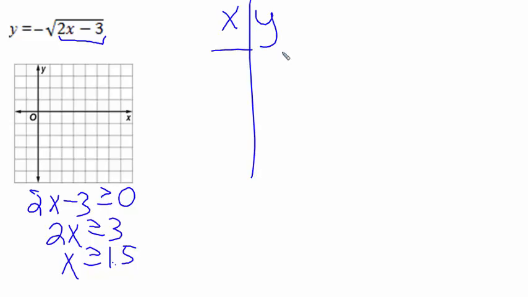So if you're going to make an xy table here, 1.5 would be a pretty smart number to plug in. That's going to give you the vertex of the graph. If we plug in 1.5, we're going to get 2 times 1.5 is 3. Take away 3. That's 0 in the square root. The square root of 0 is 0. And negative 0 is still just a 0.